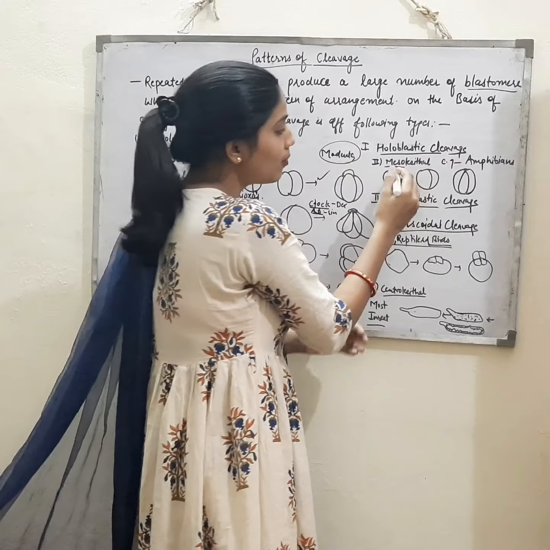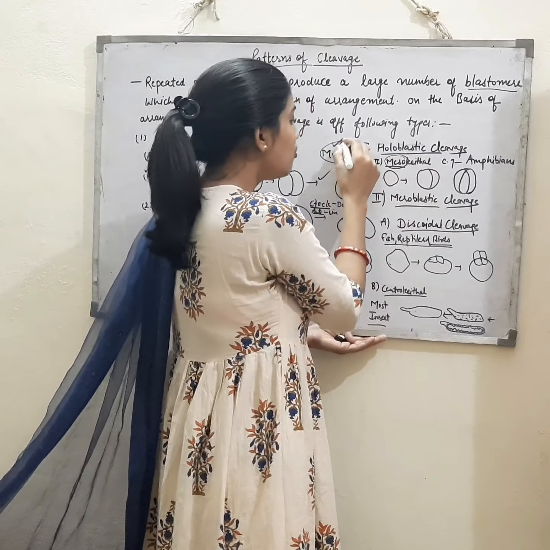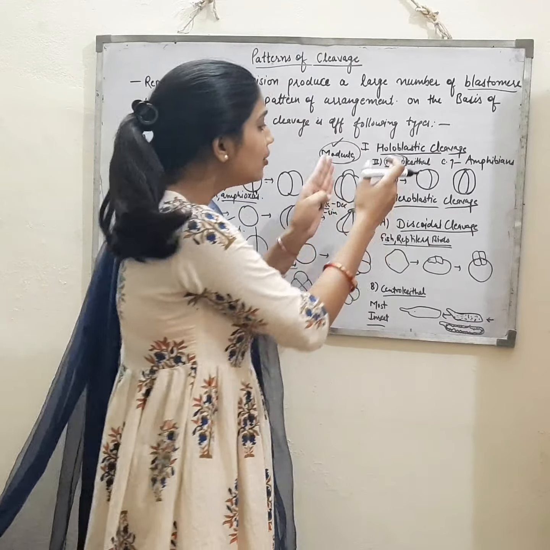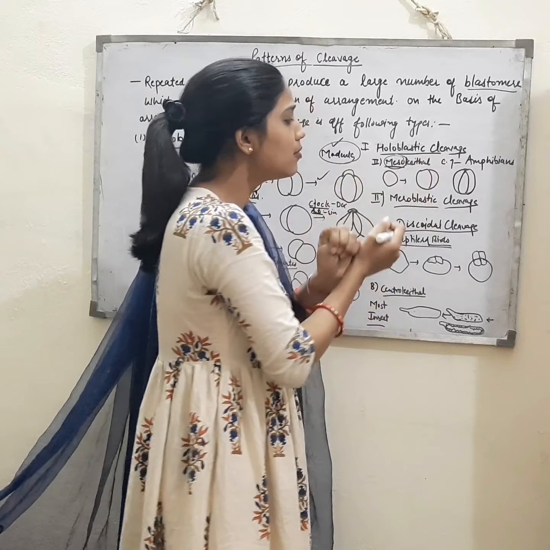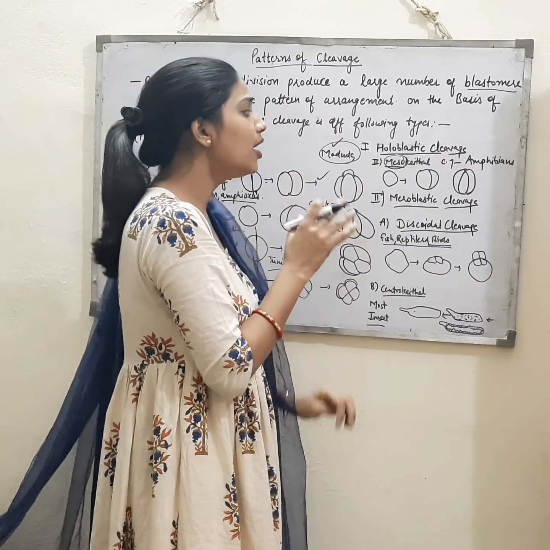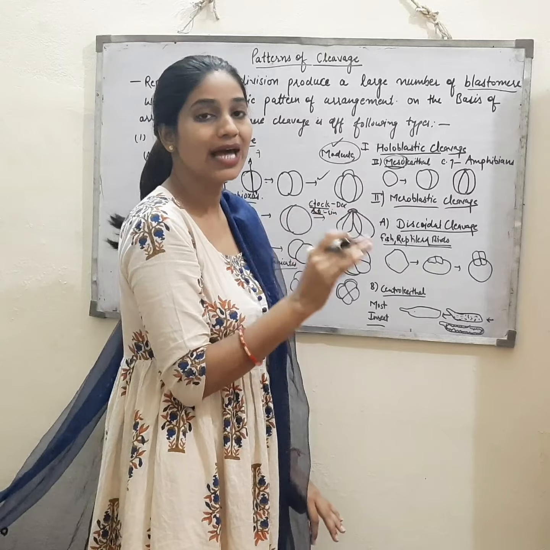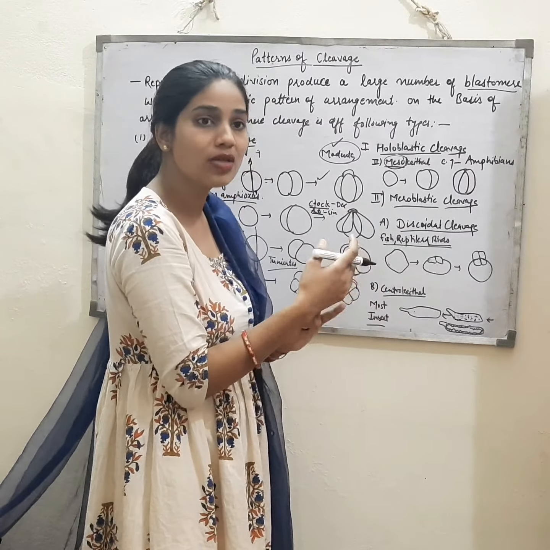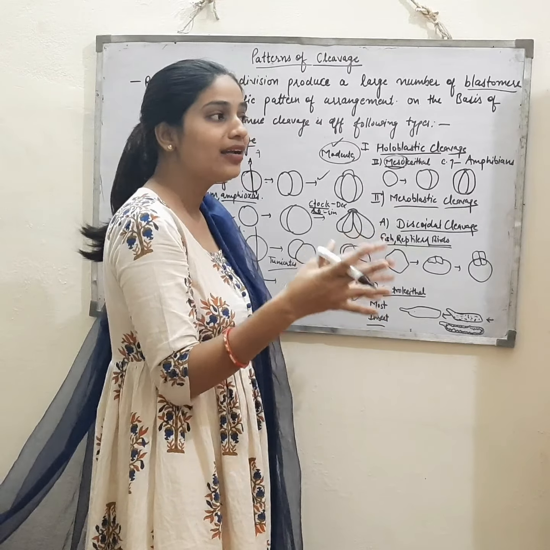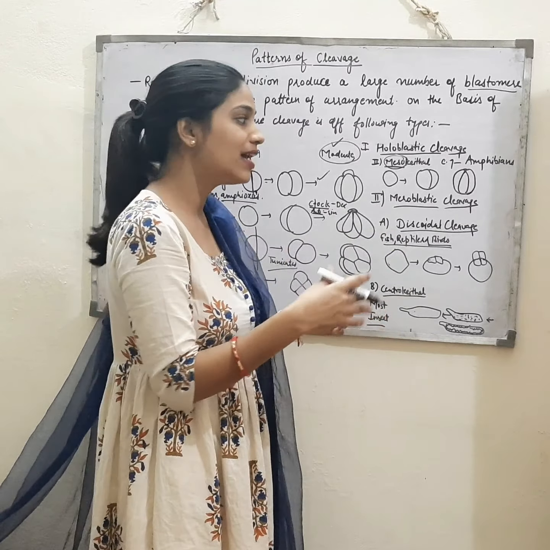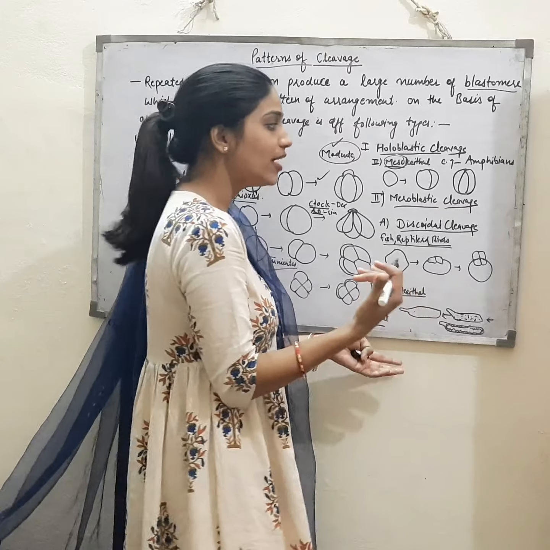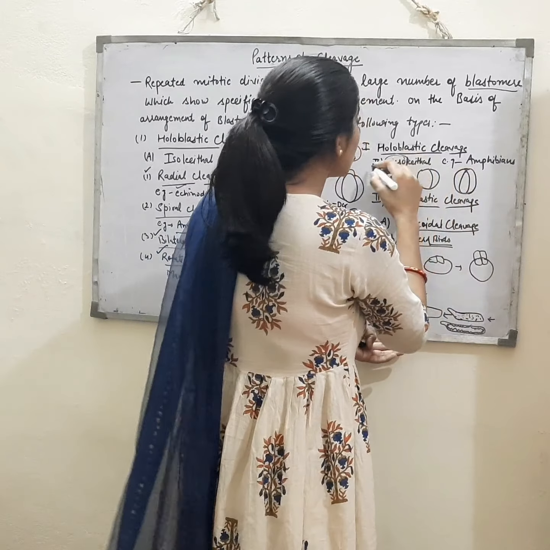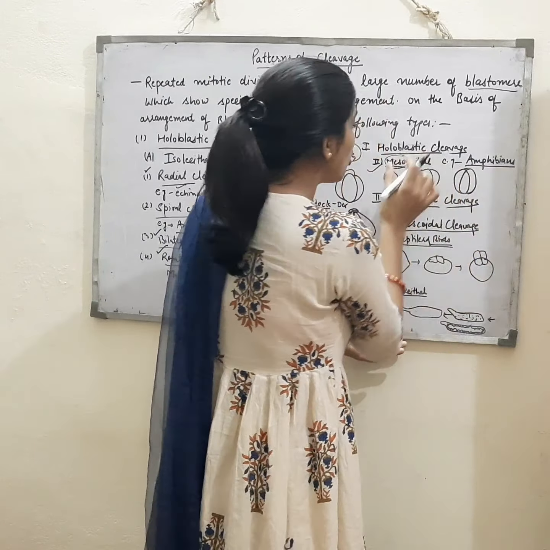Now holoblastic but mesolecithal egg. Here a moderate amount of yolk is present. In this type of case, the content of yolk is not sufficient, so the egg hatches into the larval form. After hatching into the larval form, it gets its nutrition from the surroundings. After that, metamorphosis occurs, and then finally the adult is formed. So this type of cleavage is found in the amphibians.